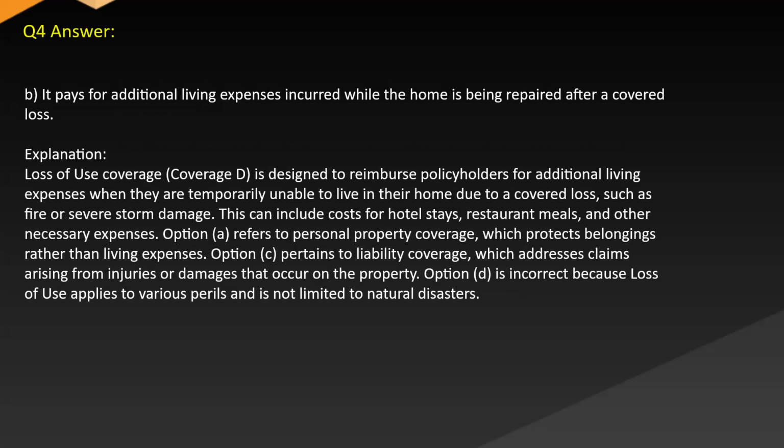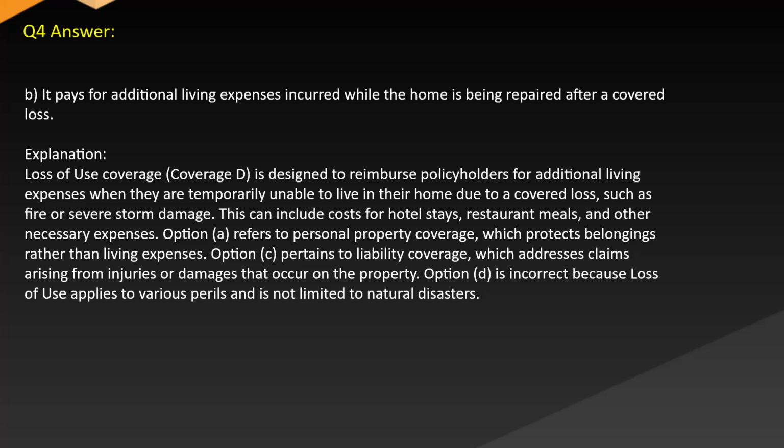Answer: B. It pays for additional living expenses incurred while the home is being repaired after a covered loss. Explanation: Loss of use coverage, Coverage D, is designed to reimburse policyholders for additional living expenses when they are temporarily unable to live in their home due to a covered loss, such as fire or severe storm damage. This can include costs for hotel stays, restaurant meals, and other necessary expenses.